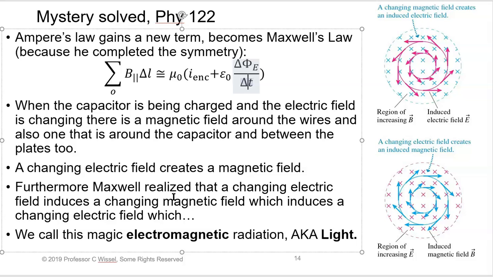Furthermore, Maxwell realized that a changing electric field induces a changing magnetic field, which induces a changing electric field, and these two fields make a combined wave that travels at the speed of light that we call electromagnetic radiation, otherwise known as light. Because if you think about this, the only wave that travels through the vacuum of space is light, electromagnetic radiation. And without that, we wouldn't have sunlight, because that's how the sun's warmth and light reaches us. It's through electromagnetic radiation. The Earth would be a solid frozen ice ball, and we wouldn't be here.